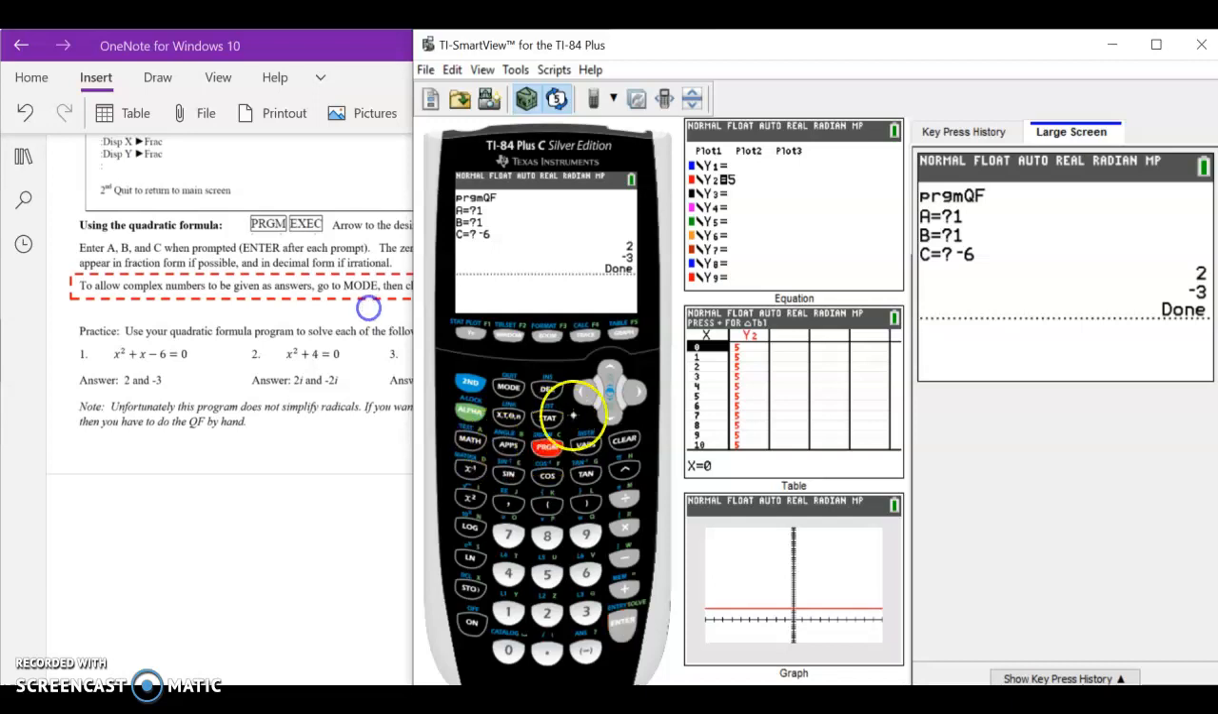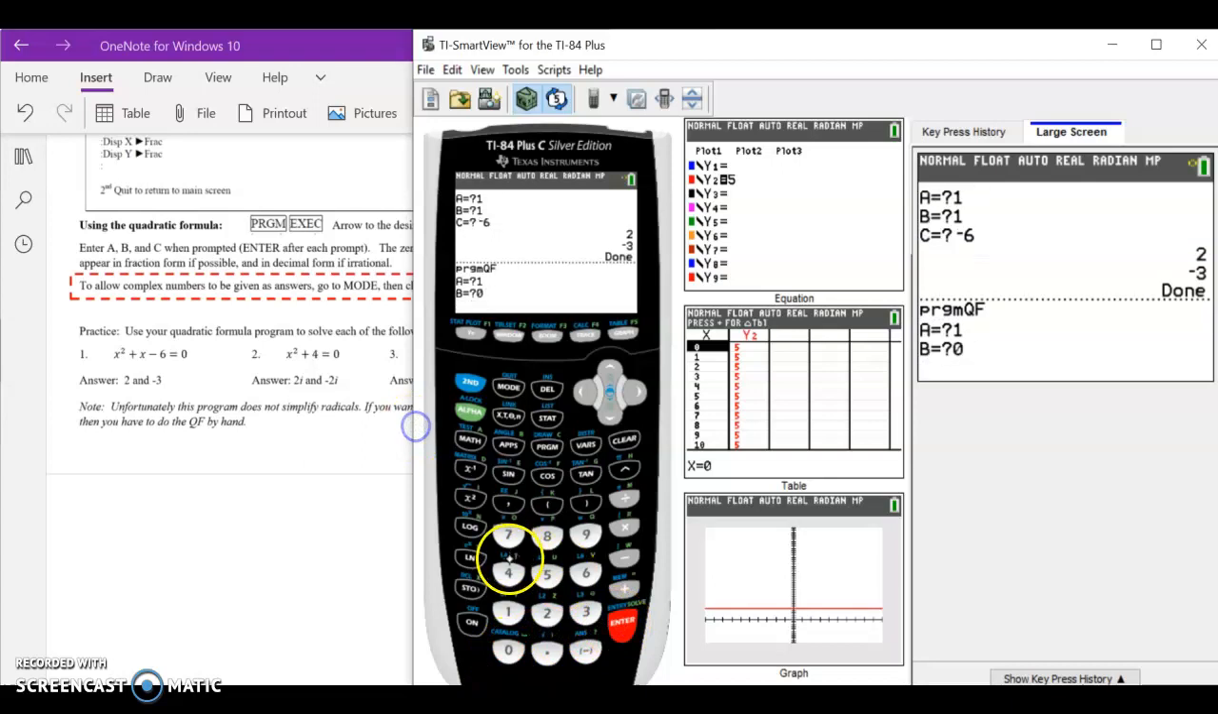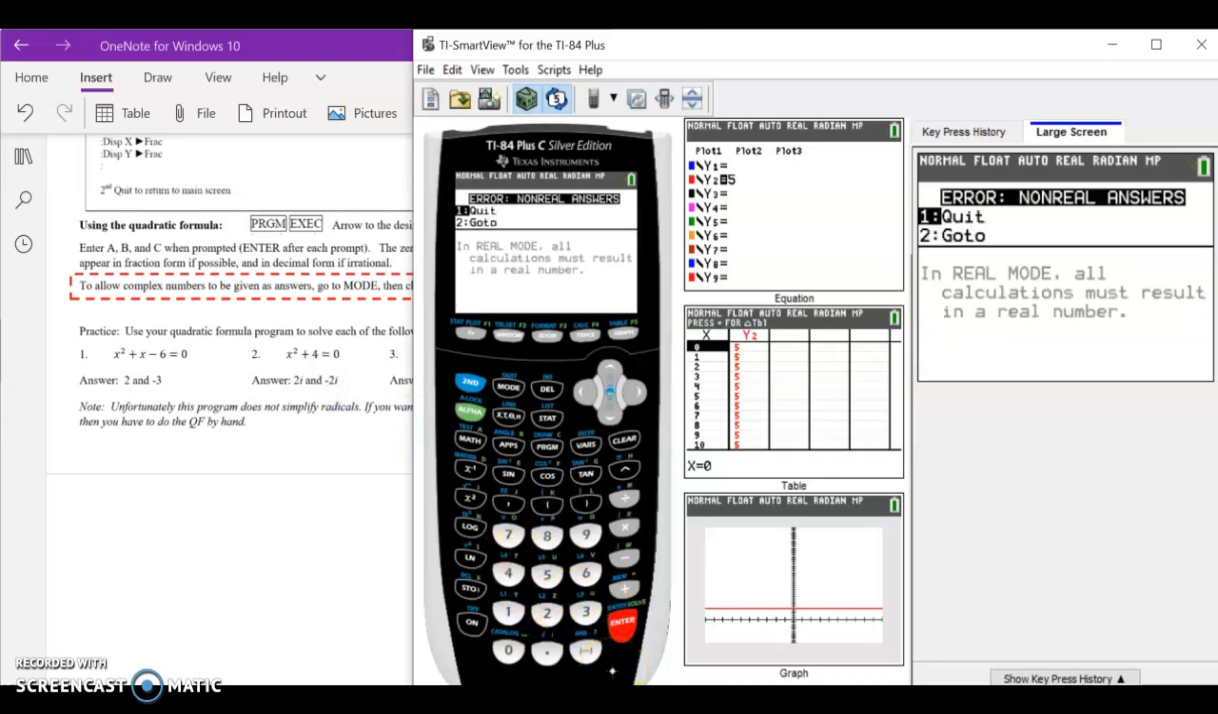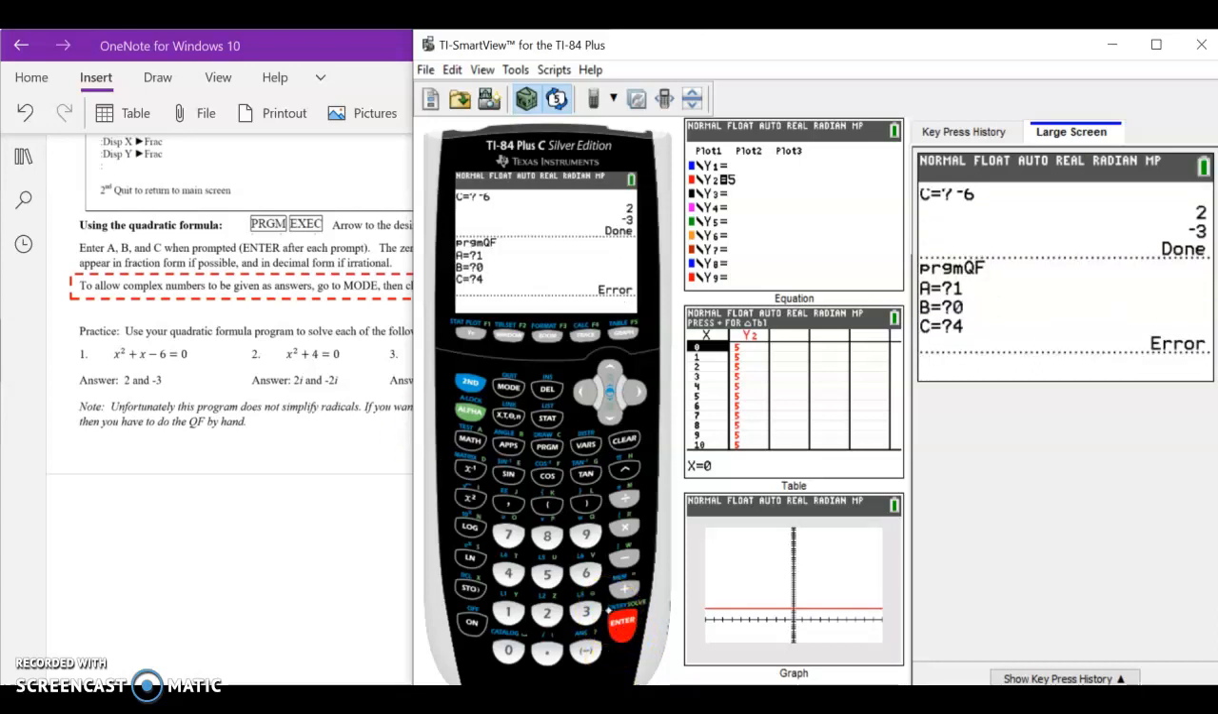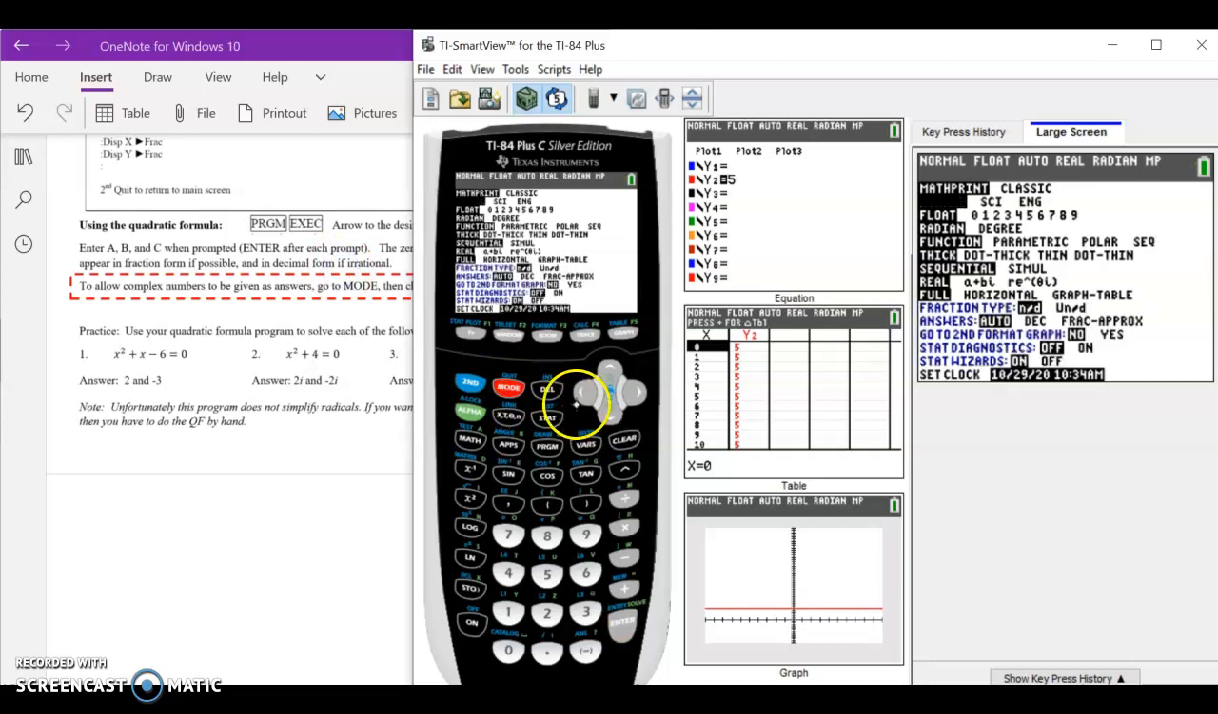So let's try this next one, program, quadratic formula. We want to execute that one. Your A value, oops, sorry, we should probably hit enter. Your A value is 1, your B value is 0, and your C value is 4. And so I don't have real answers for this one. And so what we want to do is change our mode. So we're going to hit mode. And right now our calculator is only getting real answers because that's highlighted. We want to get A plus BI or complex answers as well. So looking at that, go down and change your mode to complex or A plus BI and quit.